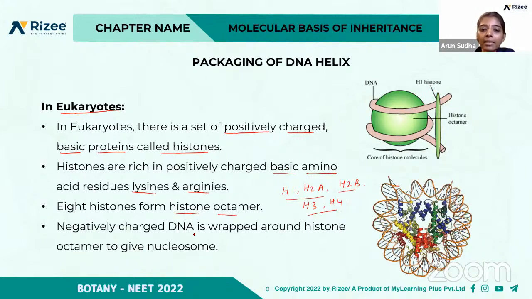So this negatively charged DNA wraps around the histone octamer to form a structure that is called a nucleosome. So together they form a structure called a nucleosome. This is how the DNA is wrapped and placed inside the nucleus. Okay, so they're not present in a random form, because of the binding between the negatively charged phosphate present in the DNA and the proteins called histones, which are rich in basic amino acids. So the negatively charged DNA is wrapped around the histone octamer to form a nucleosome.